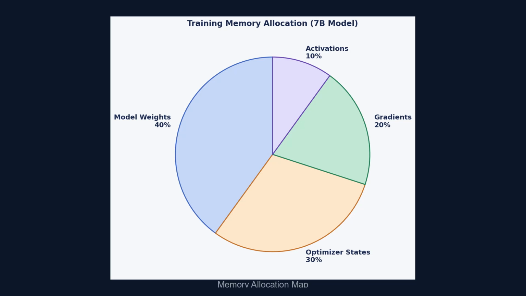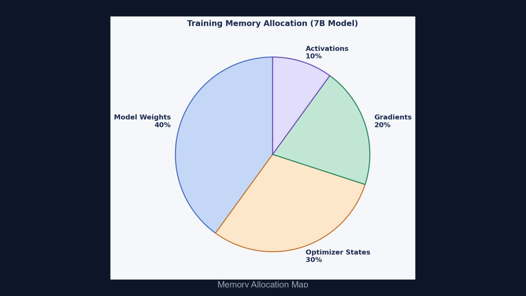This image presents a training memory allocation map for a 7 billion parameter model. It breaks down how the GPU's memory is distributed during the training process. Notably, model weights occupy 40% of the memory, which is significant since these parameters are the core components your model learns from. Gradients, which are essential for optimizing the learning process, take up 20% of the allocation. You need to monitor this closely as gradients fluctuate throughout training, impacting your performance tuning.